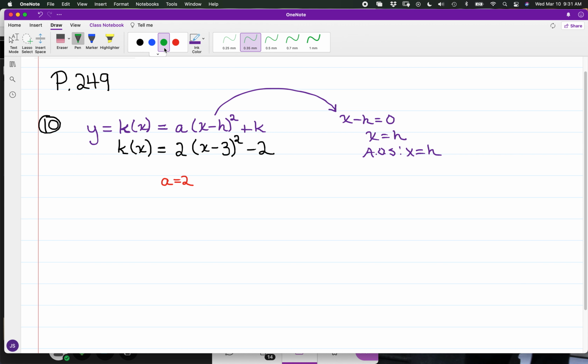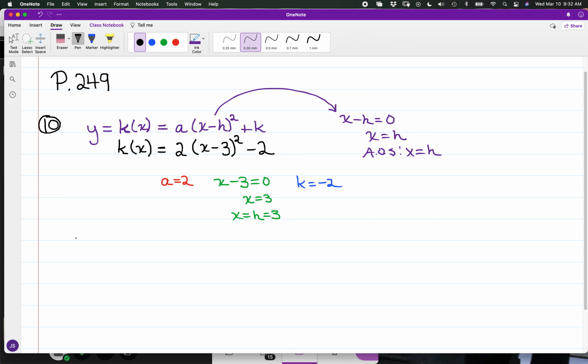So for x minus h, this is represented by x minus 3. So we have x minus 3 is equal to 0, and we have x is equal to 3. And for the attainment of this x, this will also be the same as what we have for h. So we have x is equal to h is equal to 3. And in the case of k, we have the subtraction of 2 at the end, so k is equal to negative 2.